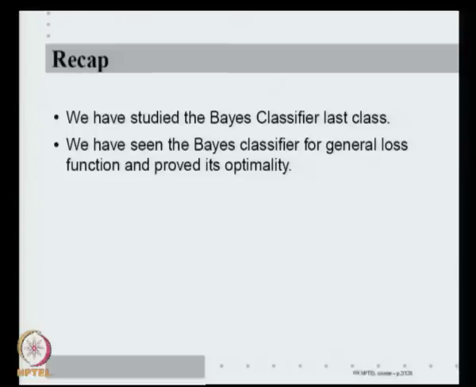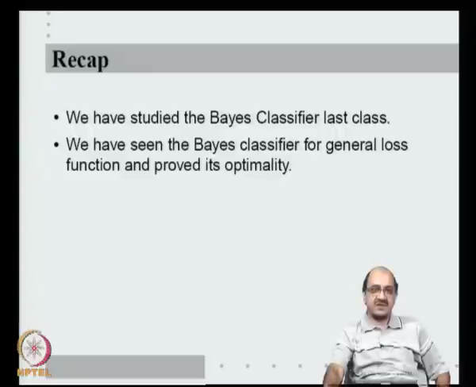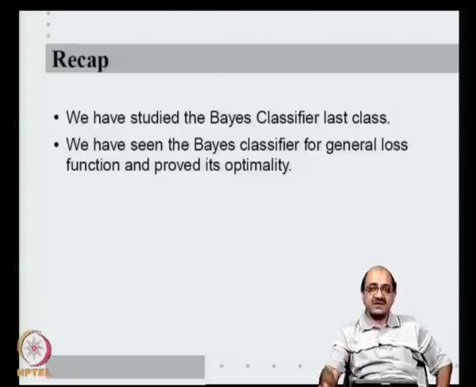Hello. So, let us continue with the next class. Just to briefly recapitulate, last class we studied the Bayes classifier in detail. We derived the Bayes classifier for the general loss function, and we also proved the optimality of the general Bayes classifier. Optimality in the sense that no other classifier can achieve lower risk than the Bayes classifier.